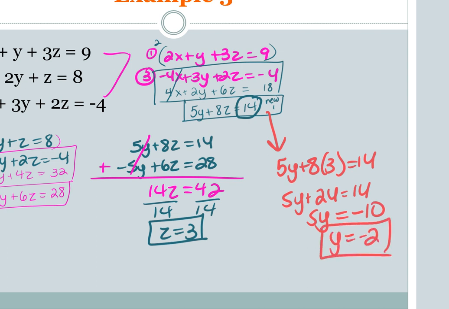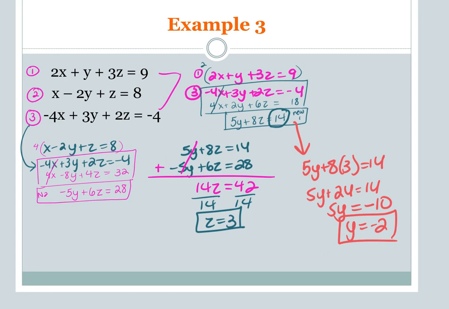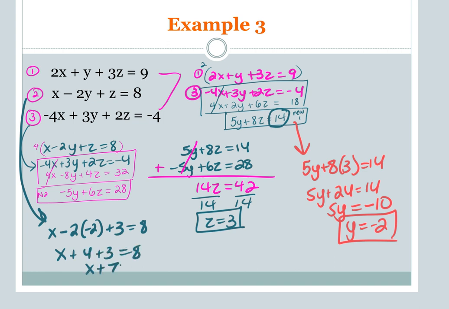Now I've got that one. I plugged it into new 1. And now where do they go? Any of the original ones. Like 2 has fewer coefficients, maybe I picked that one because of that. It doesn't really matter. x minus 2 times negative 2 plus 3 equals 8. x plus 4 plus 3 equals 8. x plus 7 equals 8. And x equals 1. And I get 1, negative 2, 3.